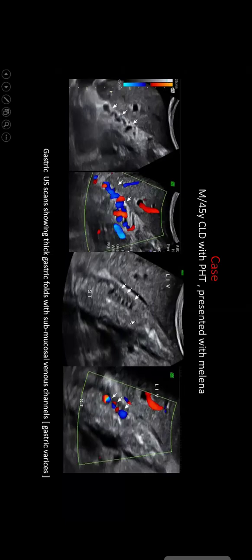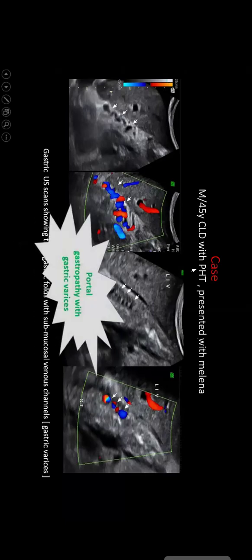So this is a case of chronic liver disease with portal hypertension presenting with portal gastropathy and gastric varices. These are gastric varices. And the dilated coronary vein is an indirect sign of esophageal varices.